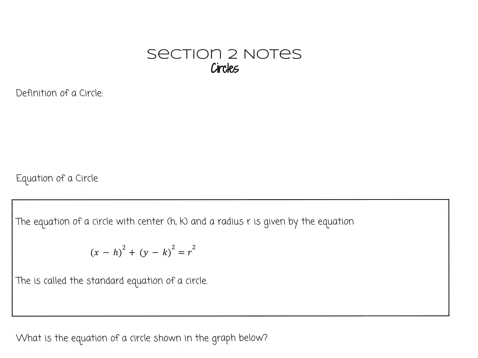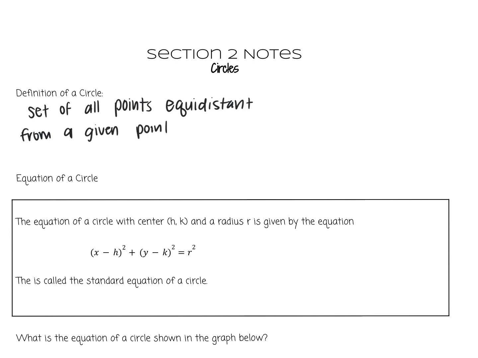In section 2, we are going to talk about circles. So first thing we're going to discuss is what is a circle. So a circle is the set of all points equidistant from a given point called the center.